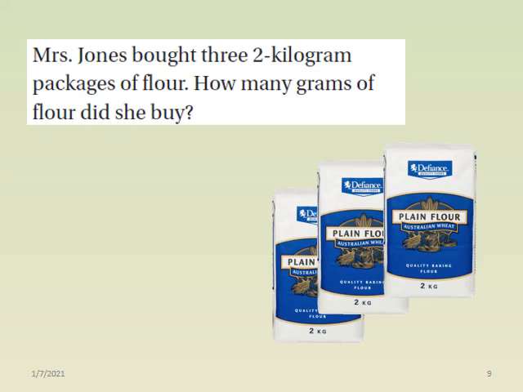Another example, Mrs. Jones bought 3 2-kilogram packages of flour. How many grams of flour did she buy? She bought 3 packages. Each one weighs 2 kilograms. So she bought 3 times 2, which is equal to 6 kilograms of flour. In order to change the 6 kilograms into grams, I will multiply them by 1,000. So she bought 6,000 grams of flour.